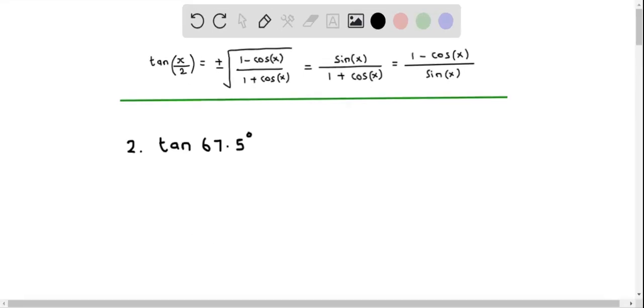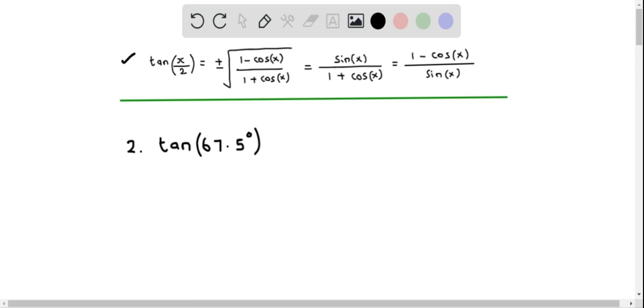We now determine the exact value of tangent of 67.5 degrees, and we are going to find this using the half angle identity for tangent. So here we have the half angle identity for tangent, that is tangent of x over 2, and this equals, we have three expressions. The first one is plus or minus square root of 1 minus cosine x divided by 1 plus cosine x, and the next one equals sine x over 1 plus cosine x, and this also equals 1 minus cosine x over sine x.